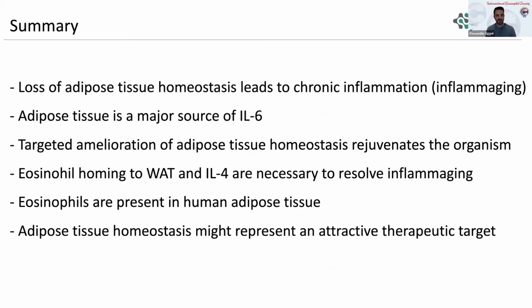So as a summary, important points are: there is a loss of adipose tissue homeostasis, which leads to chronic inflammation. Adipose tissue is a major source of IL-6. Targeted treatments to reestablish homeostasis have rejuvenating effects. And we saw that eosinophil transfer has only beneficial effects if those eosinophils actually home to the adipose tissue. And these effects were largely or partially IL-4 dependent. So adipose tissue homeostasis might represent a really attractive therapeutic target.